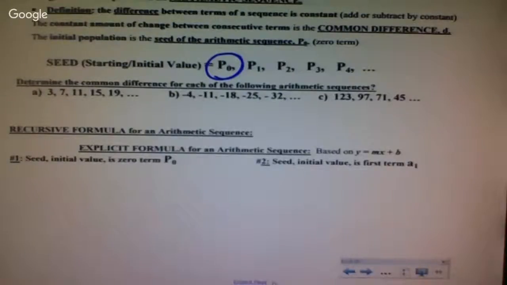So, to be able to create these explicit formulas, you need to, 1, have your initial value, and 2, find your slope or your common difference. Okay, so your common difference is your slope. So if I'm looking for the common difference in A, what's my common difference?